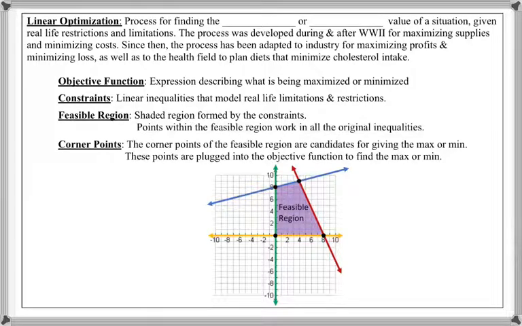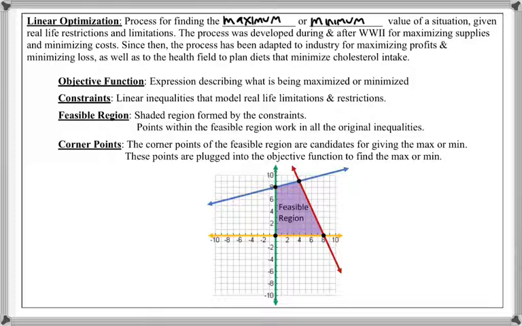This section is on linear optimization, which is the mathematical process for finding the maximum or the minimum value of a situation, given real-life restrictions and limitations. This process was developed during and after World War II for maximizing supplies and minimizing costs. Since then, the process has been adapted to industry for maximizing profits and minimizing loss, as well as to the health field to plan diets that minimize cholesterol intake.